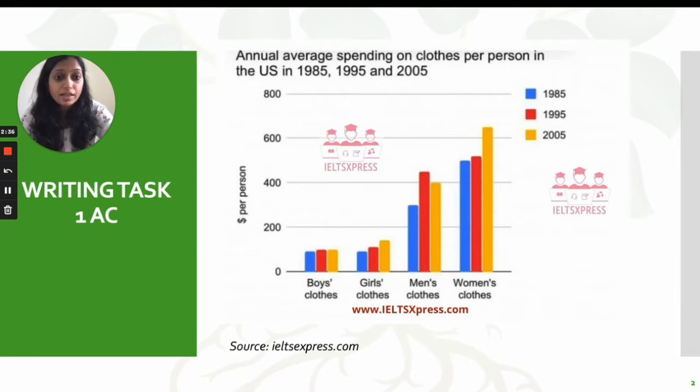Now, with your men's and women's spending, you need to see which ones had similar spending, which ones had contrasting amount of spending. So you can actually put the blue and the yellow ones together because they had similar kind of spending, and then the red one can also be written in the next sentence. So I gave this arrangement based on the study that I did of the graph. If you have your own ideas, you can put them in the comments and I will go through them.